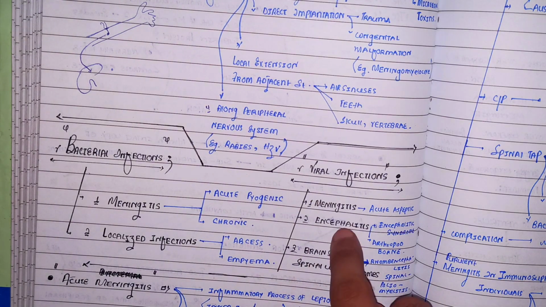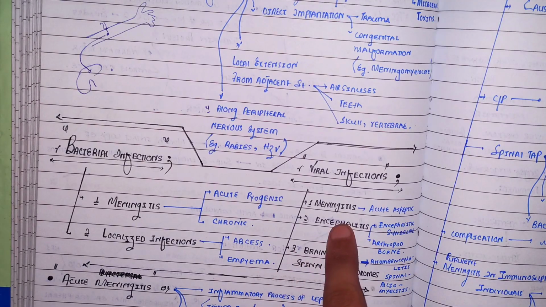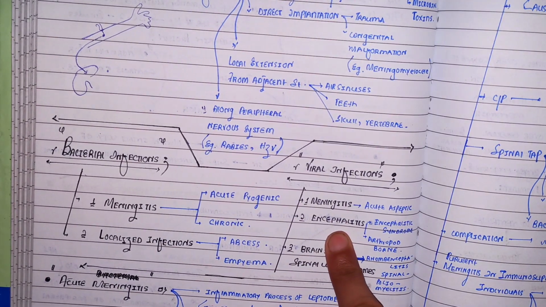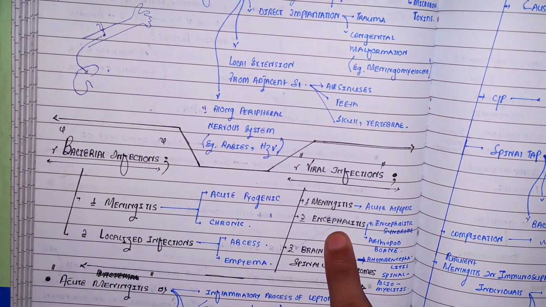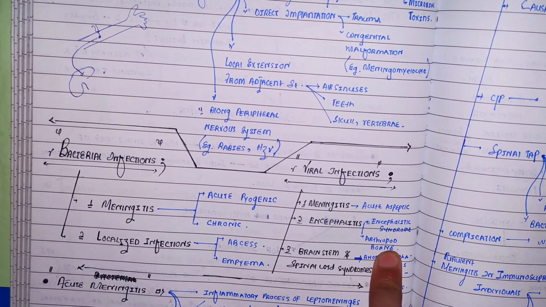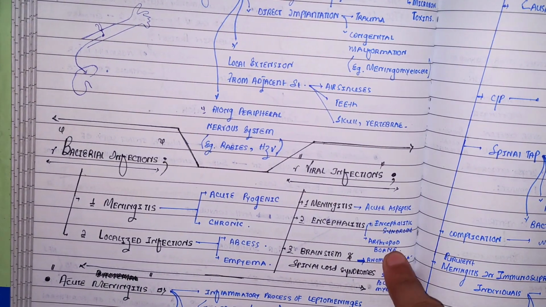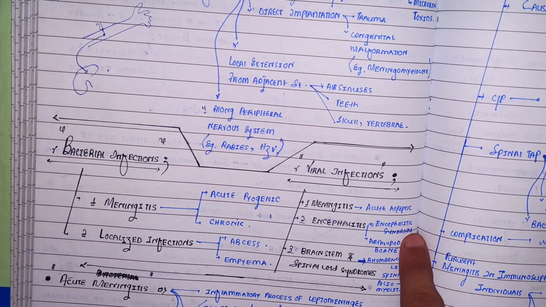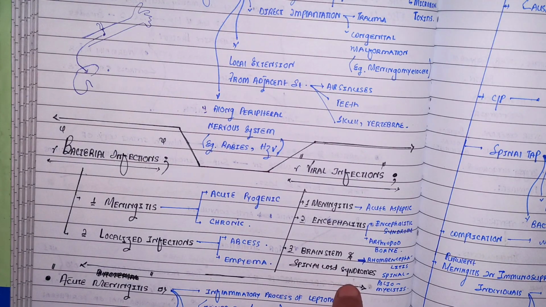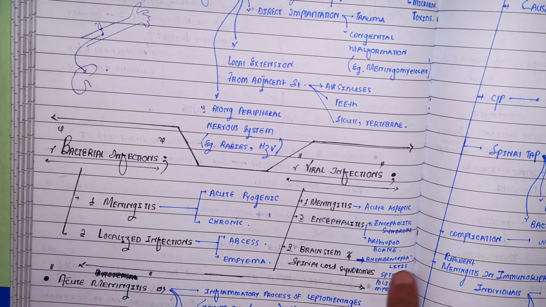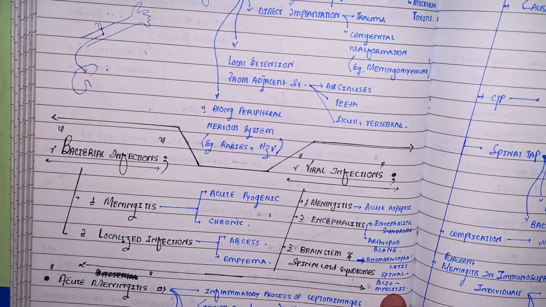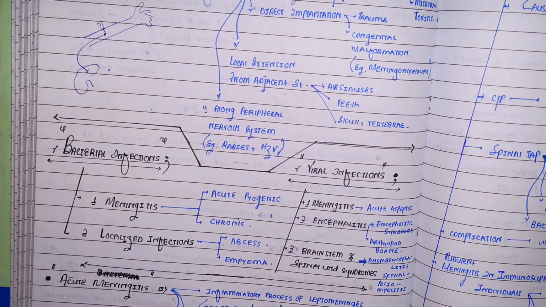Viruses can cause encephalitis other than meningitis, right? Encephalitis, we will discuss its varieties too. It may be arthropod-borne encephalitis, or it may be encephalitic syndrome. The viruses can cause brainstem and spinal cord syndromes like rhombencephalitis and spinal poliomyelitis. So this is what can happen.